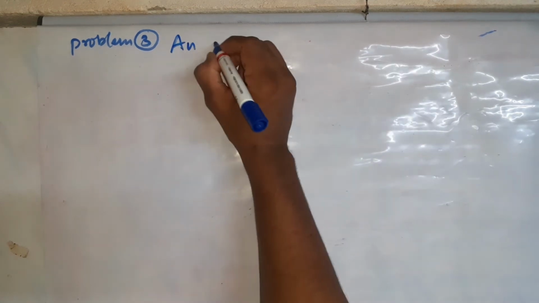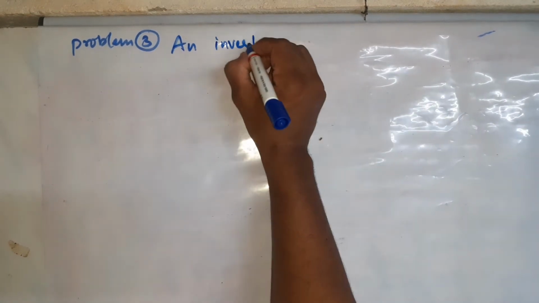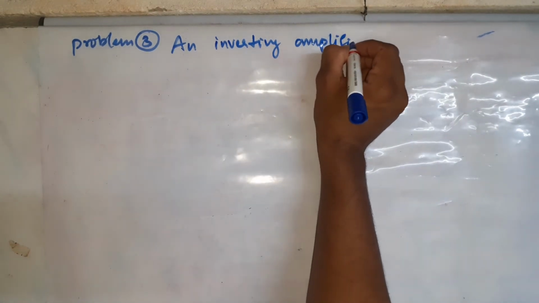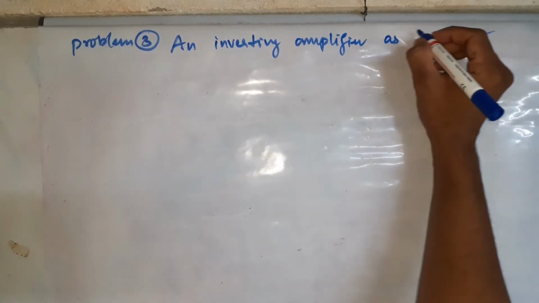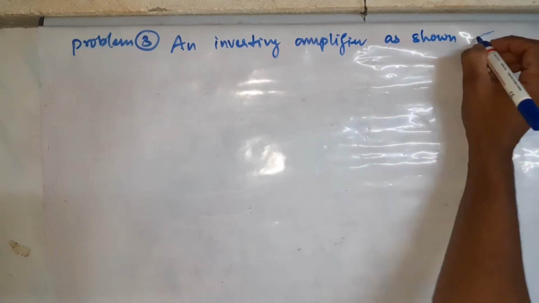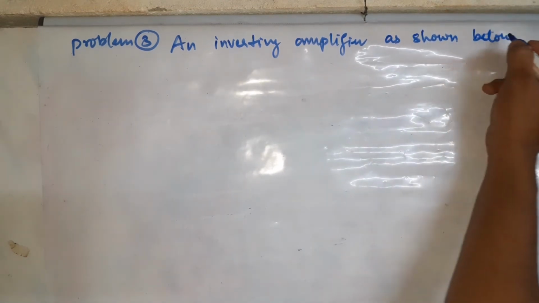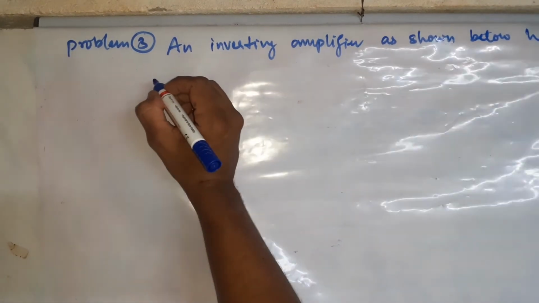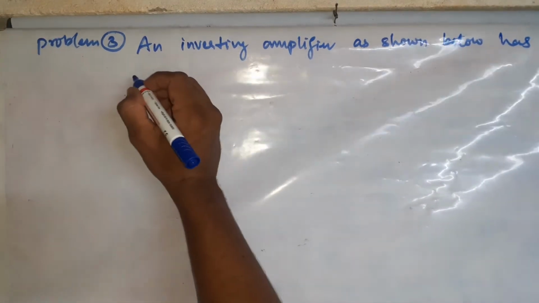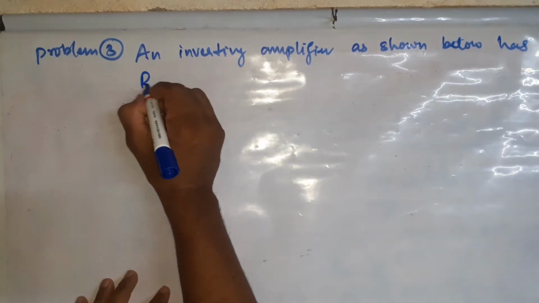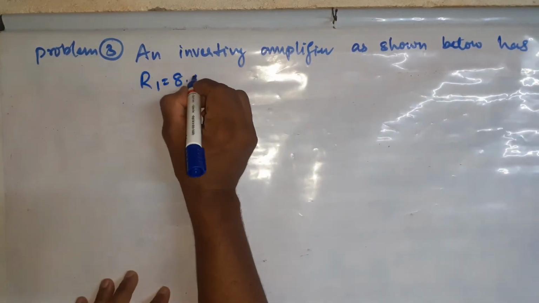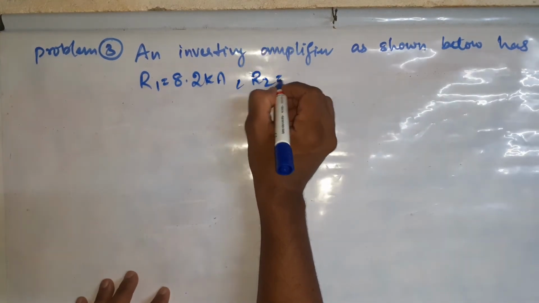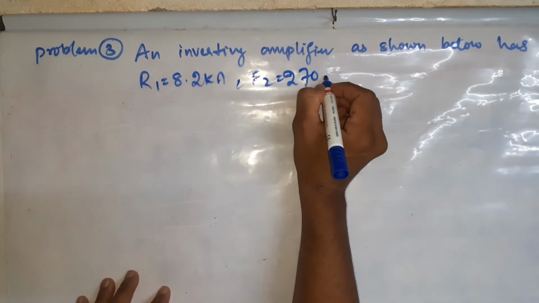It is an inverting amplifier as shown below, has R1 equal to 8.2 kilo ohm, R2 equal to 270 ohms.